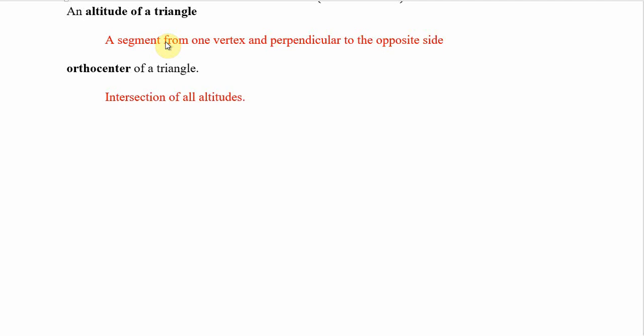This is often called the height of a triangle as well. But it's a segment from one vertex and perpendicular to the opposite side. And then in a triangle you can have multiple altitudes, and wherever they intersect, that point is called the orthocenter. So let's look at an example of how we would draw an altitude and the orthocenter.